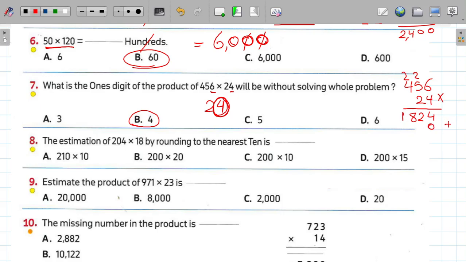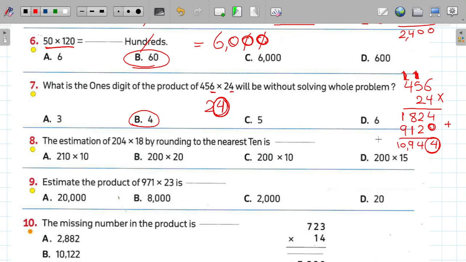Next, I will add just a 0 and I will multiply by 2. 2 times 6 equals 12, so I will write 2, carry up 1. 2 times 5 equals 10 plus 1 equals 11, so I will write 1 and carry up 1. 2 times 4 equals 8. 8 plus 1 equals 9. Okay, so 4 plus 0 equals 4. So the ones digit is really 4. Okay, next I have 4 and 9 and 10. So the result will be 10,944.